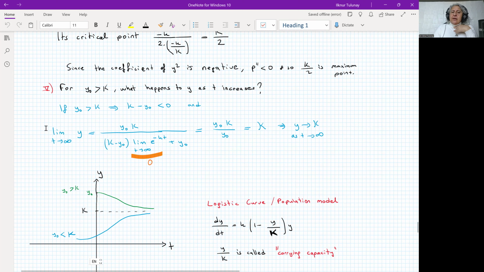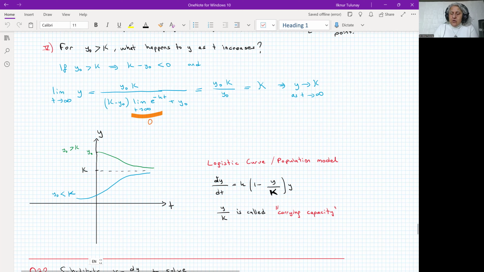For a logistic curve, a population model given by these ordinary differential equations, k is called the carrying capacity. In population models there is more to say, but I will just stick with the maths and not go through that one.